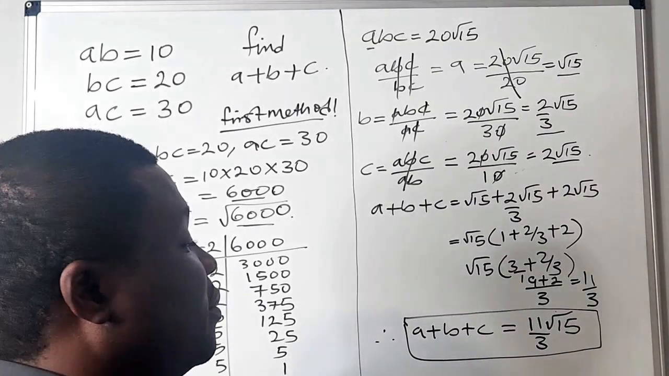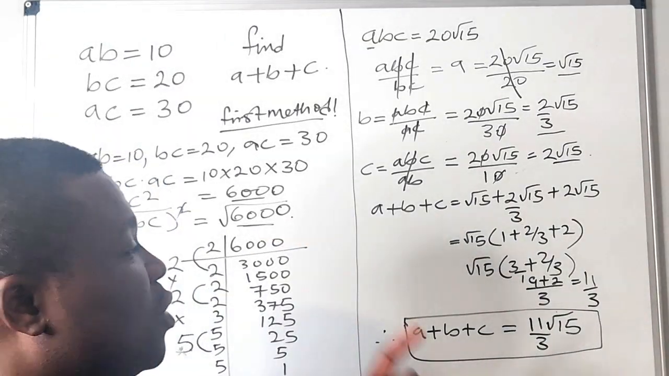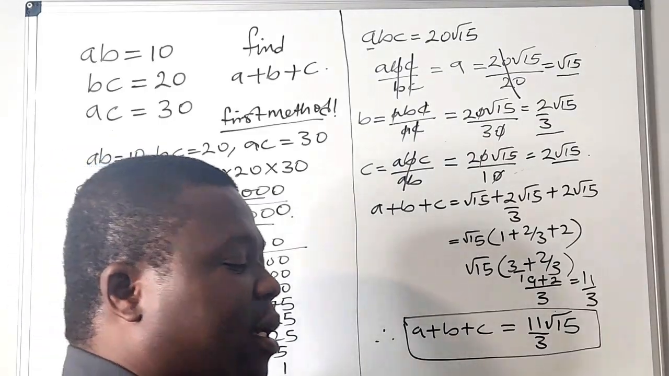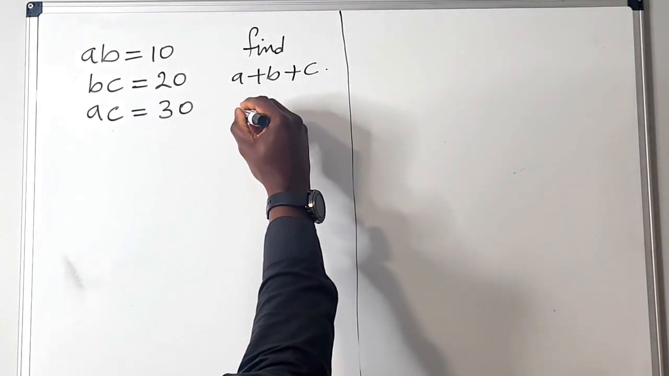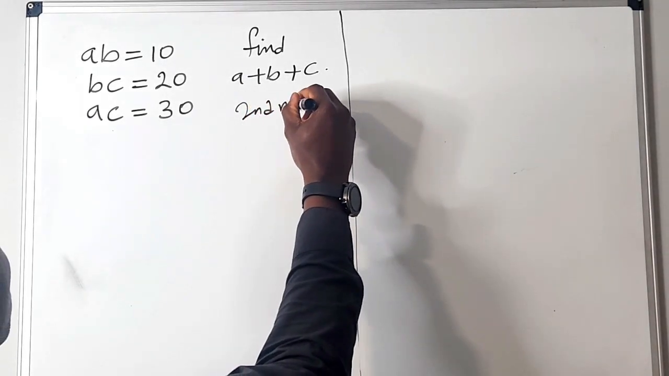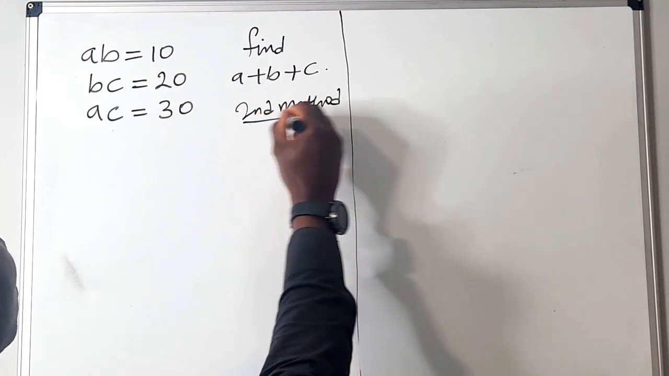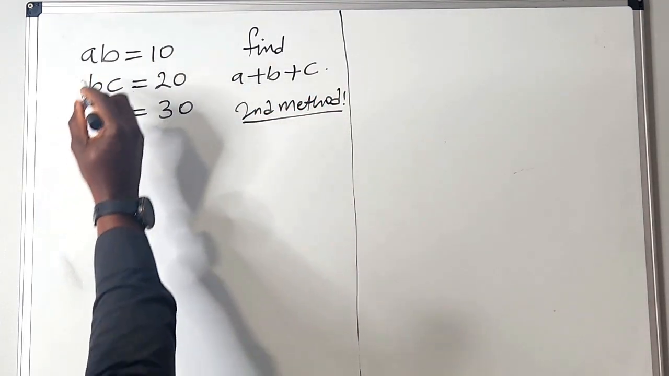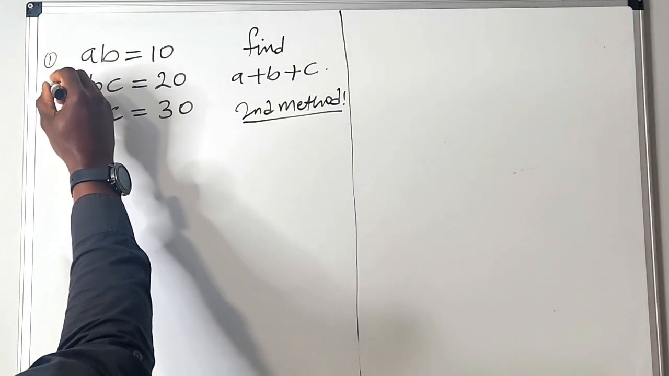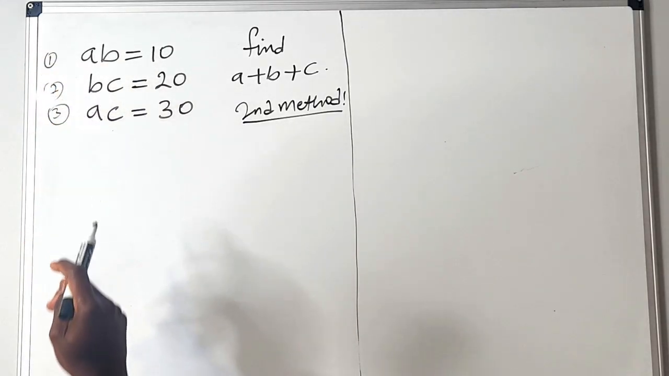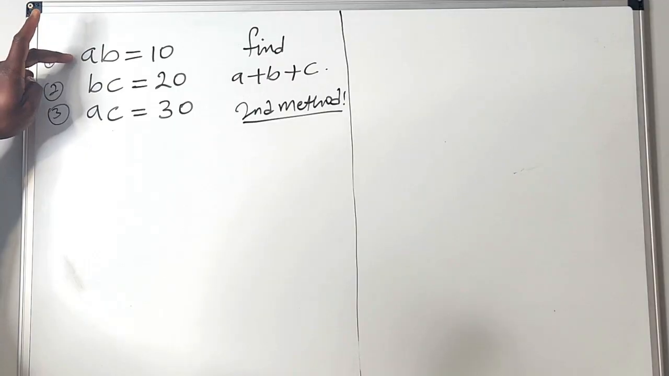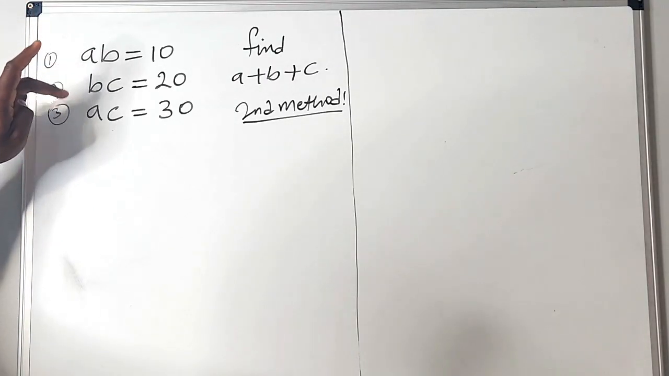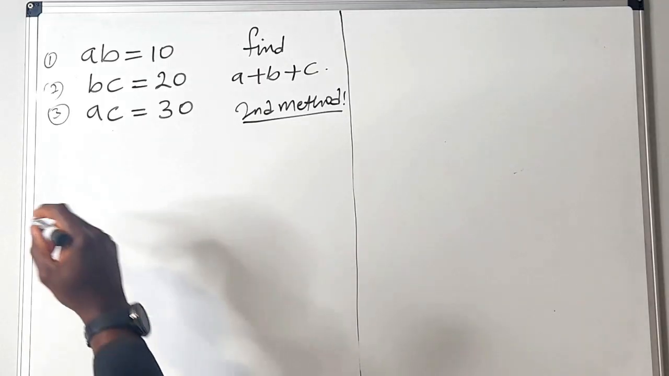Okay. Now, we're going to try to solve this same question using a second method. Okay. Let's do it. Second method. Now, we're going to multiply. This is 1, 2, and 3. So we'll multiply 1 times 2 divided by 3, 1 times 3 divided by 2, 2 times 3 divided by 1. Okay?